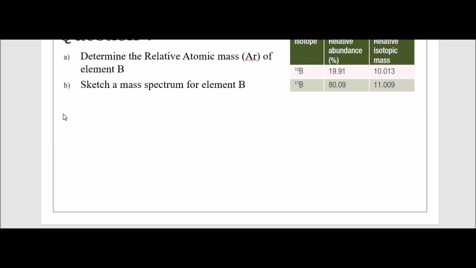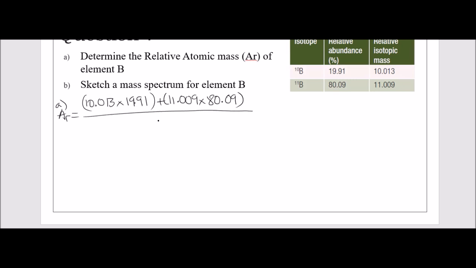So we need to find the relative atomic mass for part A, and that means that I need to determine the mean. So 10.013 plus 19.91 times plus 11.009 times 80.09 and multiply this by 100. You should get the relative atomic mass. Okay.